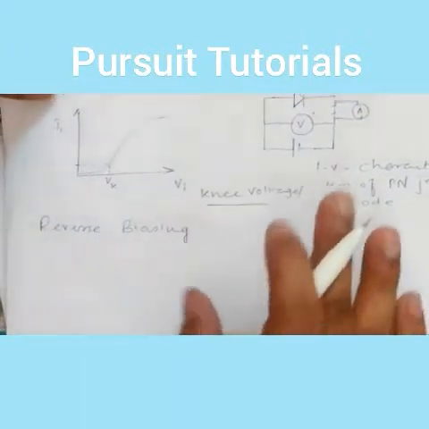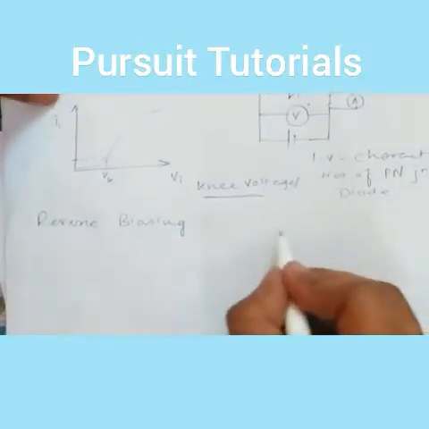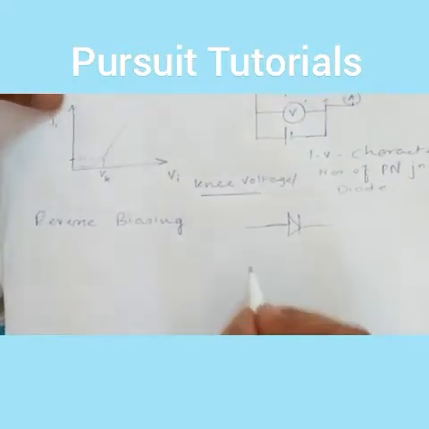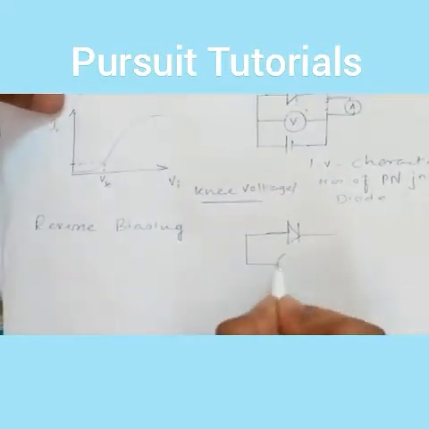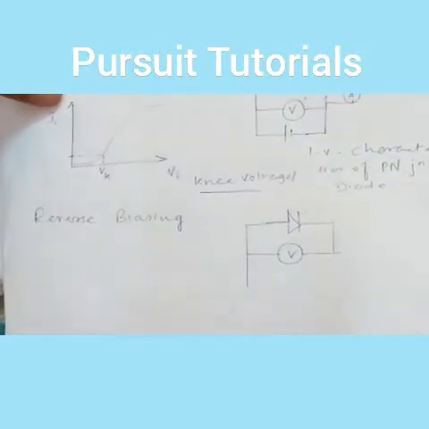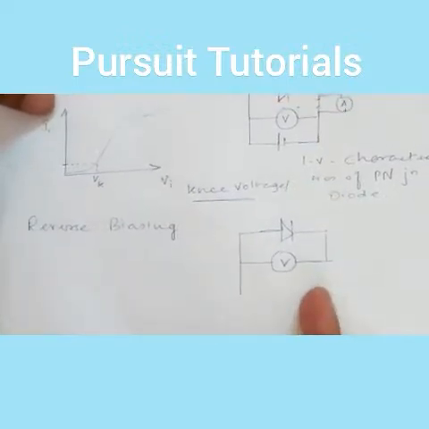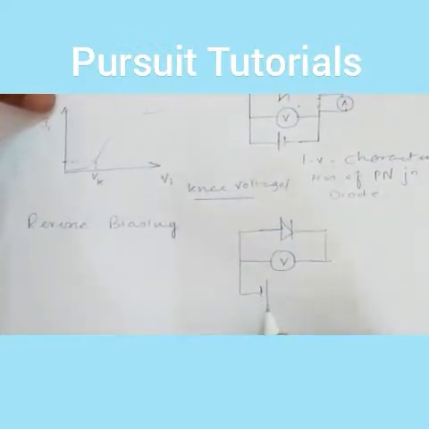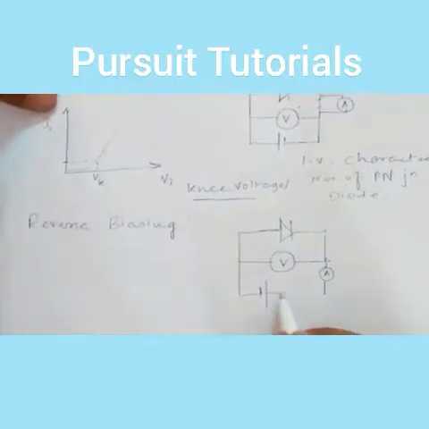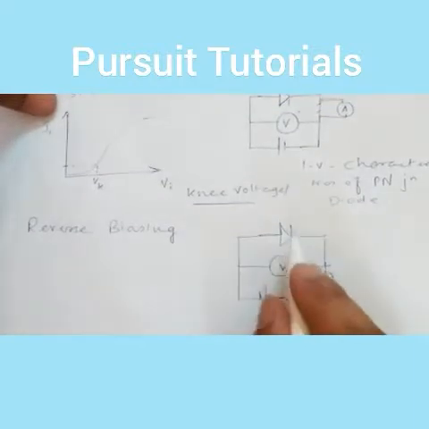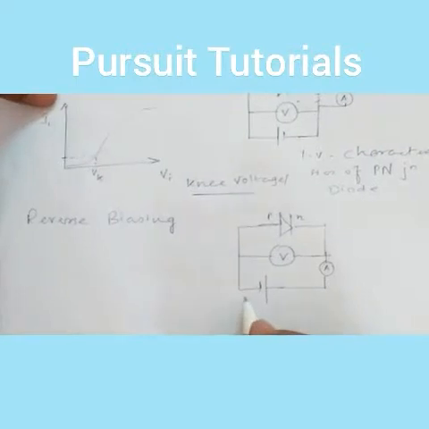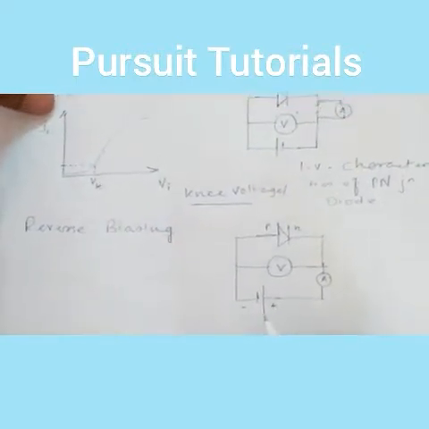Reverse biasing. In reverse biasing, we would use the same circuit for simplicity of explanation. Then we have the voltmeter out there. But in this case, we would connect the battery in reverse order, so it would connect like this, and here we connect one ammeter, so we know what amount of current is flowing through this PN junction diode. This is the P side and this is the N side. So this is the negative side of the battery and this is the positive side of the battery.